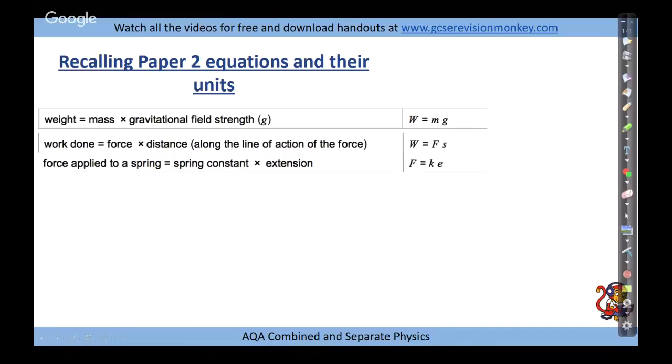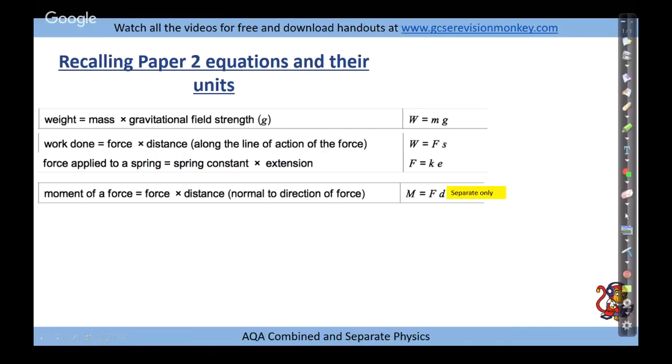Okay, our spring constant equation that we've already seen: force applied to a spring, that'll be the weight that's downwards, is equal to the spring constant times the extension of that spring. Some people rearrange the last two letters to make this more memorable, and I'll let you do that inside your head. Moment of a force then, this is for separate scientists only. A moment is force times distance, and that's a perpendicular distance from the pivot.